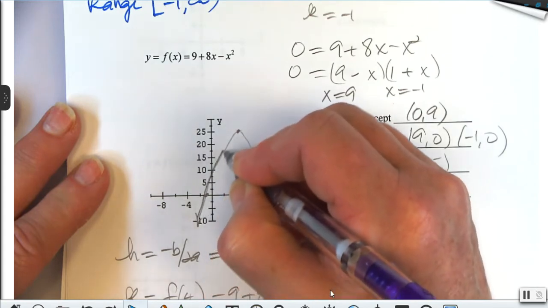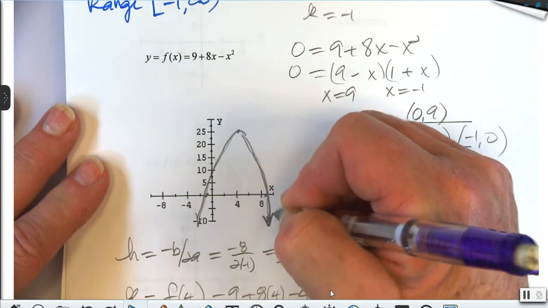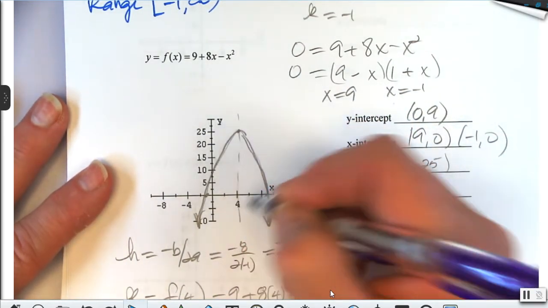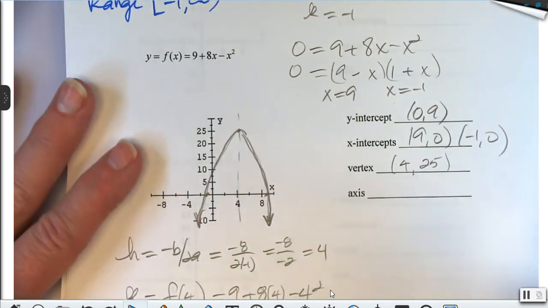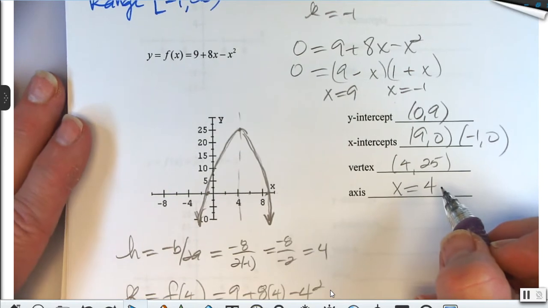Okay, my graph came out a little bit pointy. I don't think that was any improvement when I went over it, but that's okay. But again, look what's happening here. There's my axis of symmetry. It runs right through the vertex. It is going to be the vertical line x equals 4.